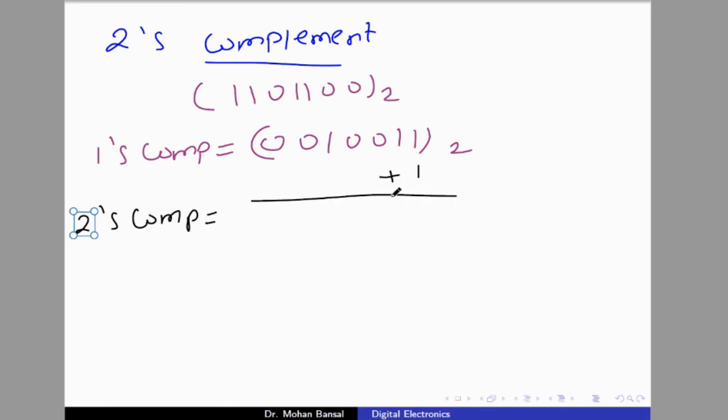If we add 1 to this number, we'll get 0 as sum, carry is 1. 1 plus 1 is 0, 0 is sum, carry is 1. 1 plus 0 is 1, and the result is 001010. This is our 2's complement number.